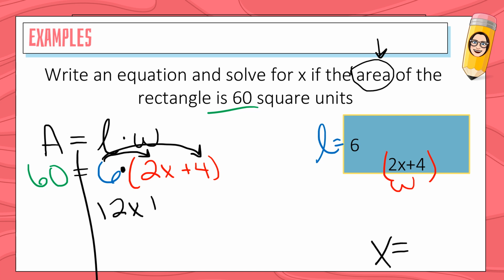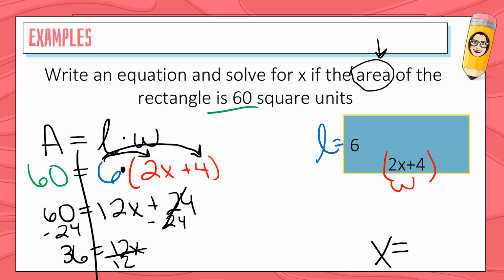Distribute first. I don't have any combining. I don't have any moving. So let's go to our basic solving. Keep your equation balanced. And my last step, typical, is division. And when I divide, I get a perfect 3. We solved for x. We answered the question.